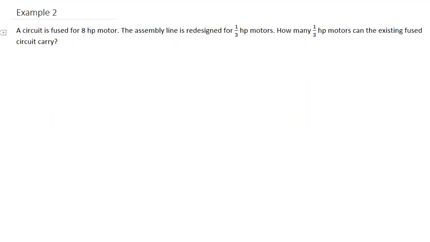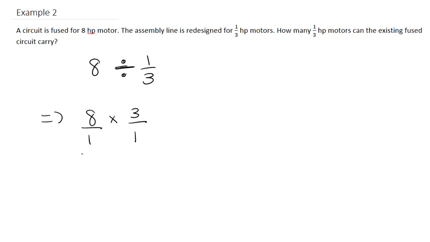Example 2. A circuit is fused for 8 horsepower motor. The assembly line is redesigned for 1/3 horsepower motors. How many 1/3 horsepower motors can the existing fused circuit carry? So we have 8 horsepower motor, and we need to divide it by 1/3 to see how many can be on this circuit. So how we can then do this division is we can go 8, and then we can multiply it by its reciprocal, which is 3/1. We can put this 8/1.